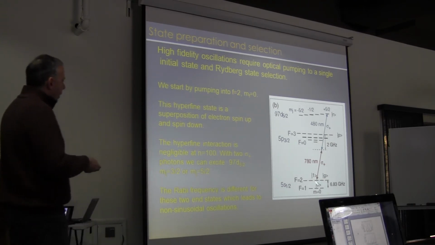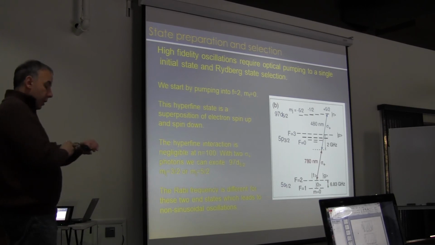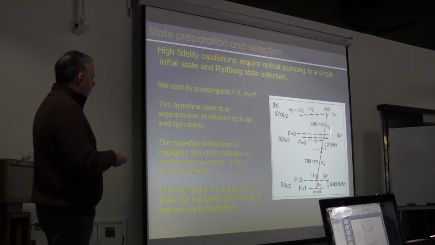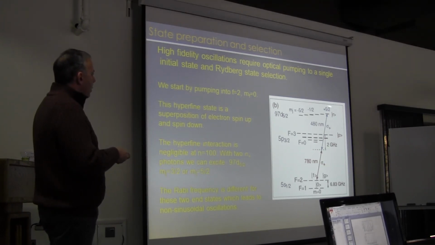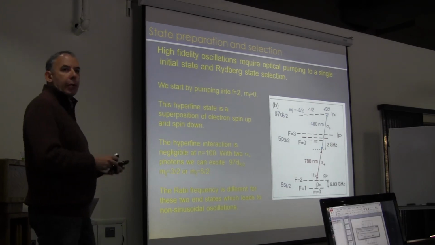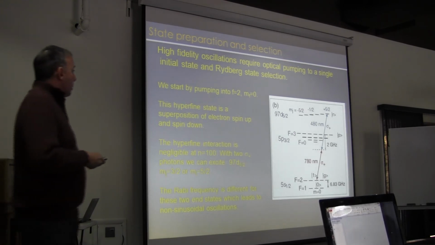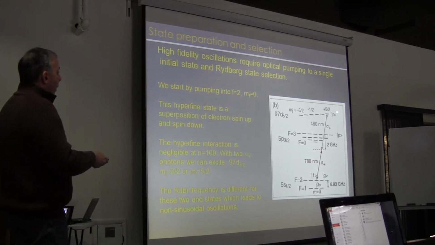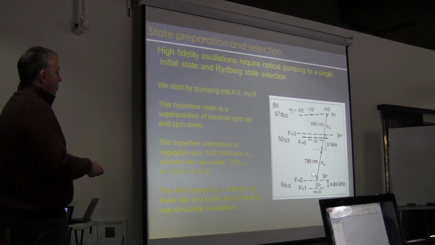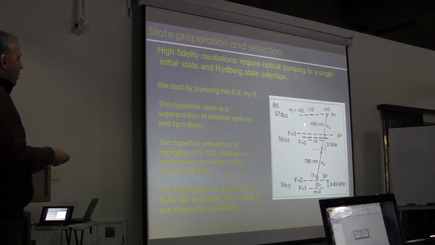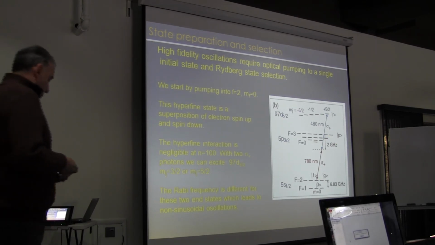The ground hyperfine state we're starting from is a superposition of the electron spin being up or down. And so with two sigma polarized photons, we can end up in a fine structure state, 97D. The hyperfine splitting is on the order of kilohertz, so that interaction is negligible compared to our megahertz Rabi frequencies, but we can end up in either m_j = +5/2 or +3/2, because the electron spin is starting in spin up or spin down, so we can access these two states. And the Rabi frequencies are different for coupling to those two states. And so to get sinusoidal oscillations, you have to also select one of those states out.